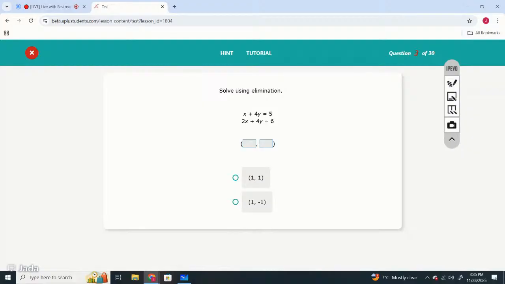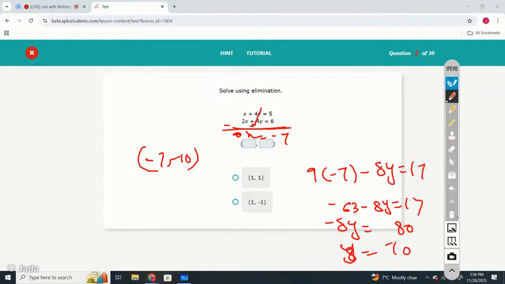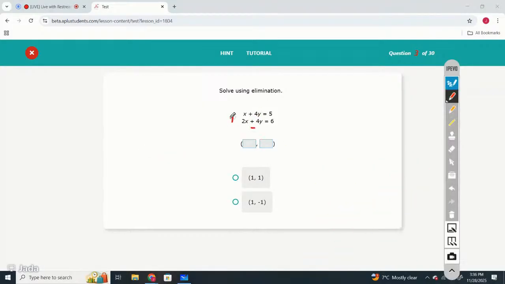Solve using elimination. x plus 4y equals 5 and 2x plus 4y equals 6. So just subtract both the equations. Negative x is equal to negative 1. So x is equal to 1.